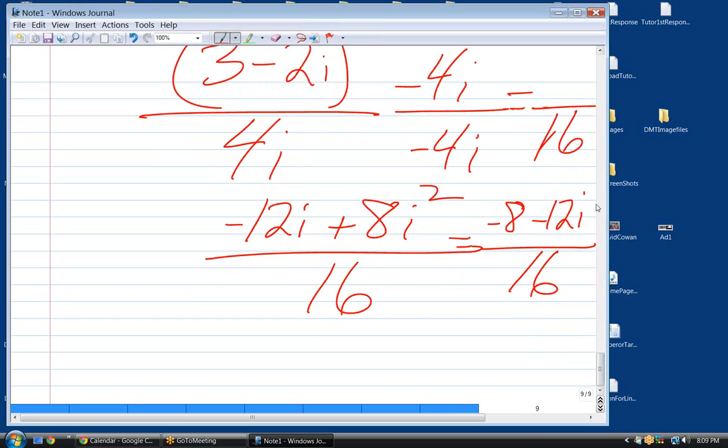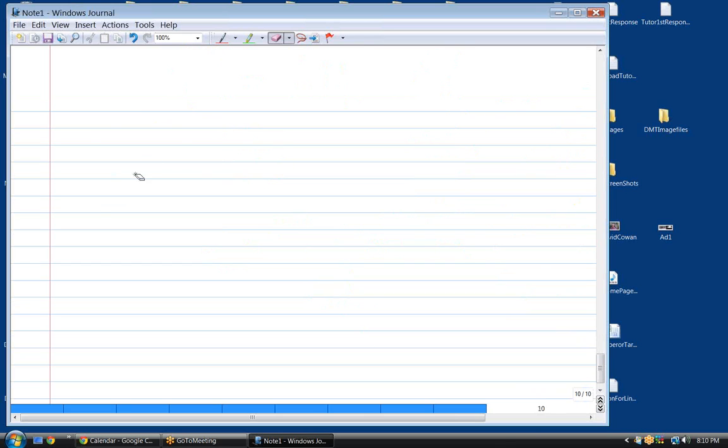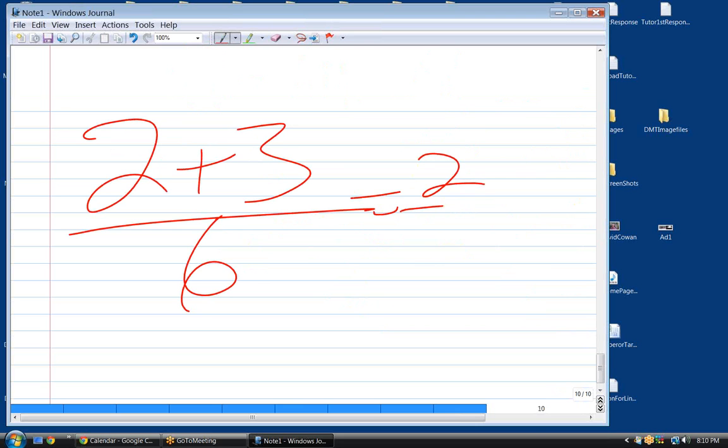Now I can simplify that. Let's simplify that and put it into a plus bi format. What's the a part? Negative 8. Negative 8 over 16. In other words, we have to break this up into two fractions. That fraction and that fraction. In other words, 2 plus 3 over 6 is the same as 2 over 6 plus 3 over 6. That's all I'm doing.